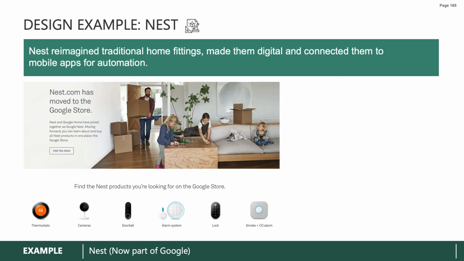And design. Nest took household traditional fittings, made them digital, but they didn't just make them digital, they designed them differently. They made them more intuitive, easier to use, and then connected them to mobile apps. They thought through the whole design process, from problem space to solution space.